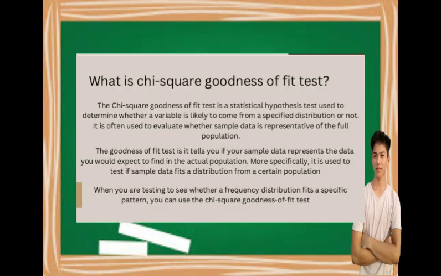So what is the chi-square goodness of fit test? It is a statistical hypothesis test that's used to determine whether a variable is likely to come from a specified distribution or not. It is often used to evaluate whether the sample data are representative of the full population. The goodness of fit tells you if your sample data represents the data you would expect to find in the actual population. More specifically, it is used to test if sample data fits a distribution from a certain population. If you are testing to see whether a frequency distribution fits a specific pattern, you can use the chi-square goodness of fit test.